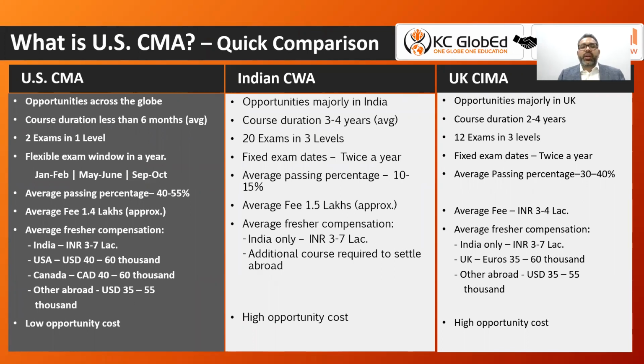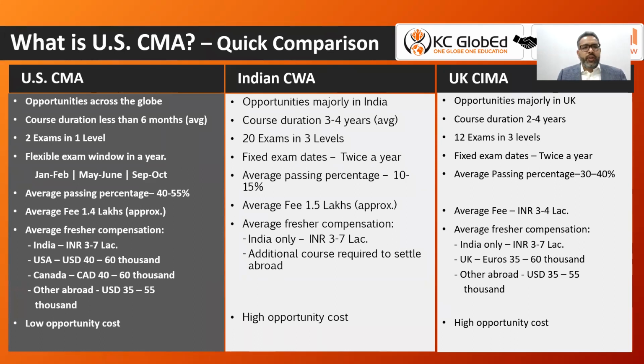Same is the case of UK CIMA as well. If you are a UK CIMA, you get most opportunities in the UK and European nations. But if you want to go into the American continent, which is US, Canada, Mexico, or Latin America, or you want to go into Australia or different parts of the world, Middle East, then probably you need to do some or the other additional qualification to get settled in that part of the world. But US CPA, US CMA has most acceptability across the globe and most marketability across the globe.